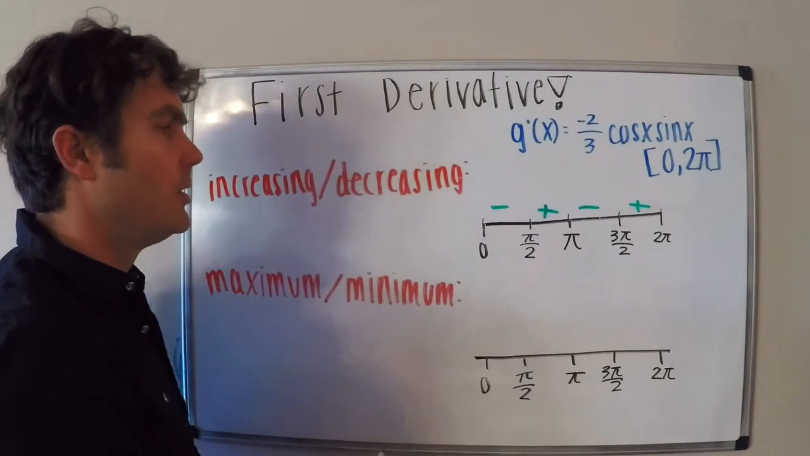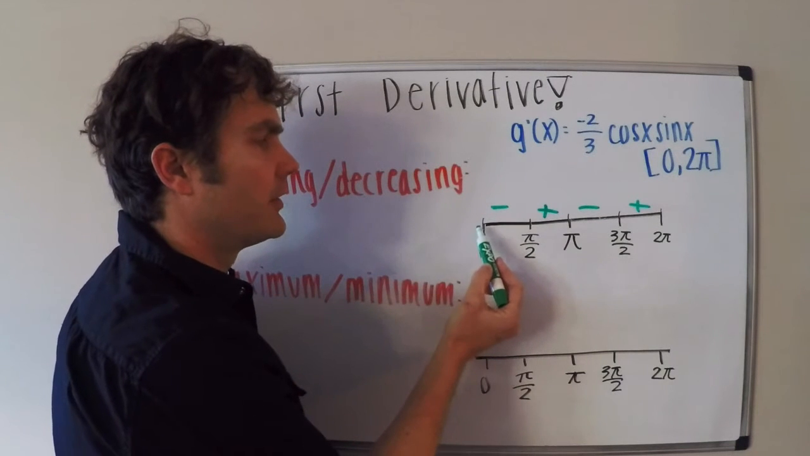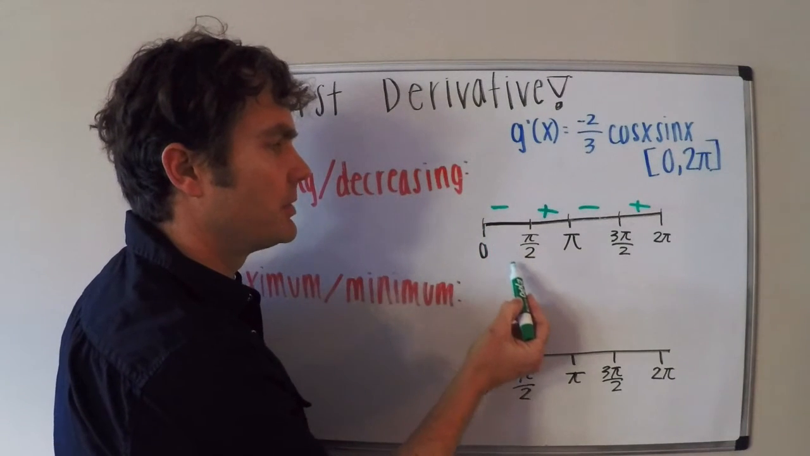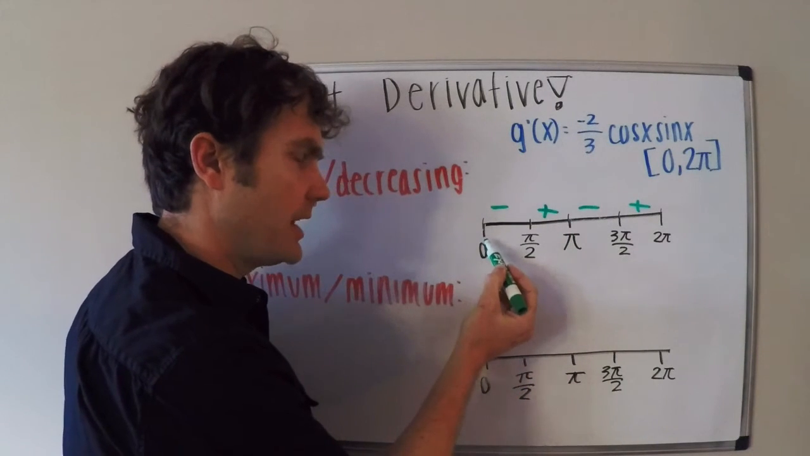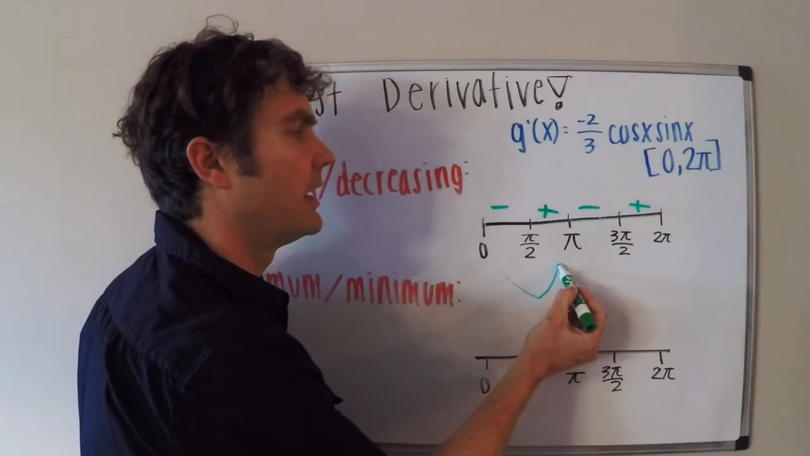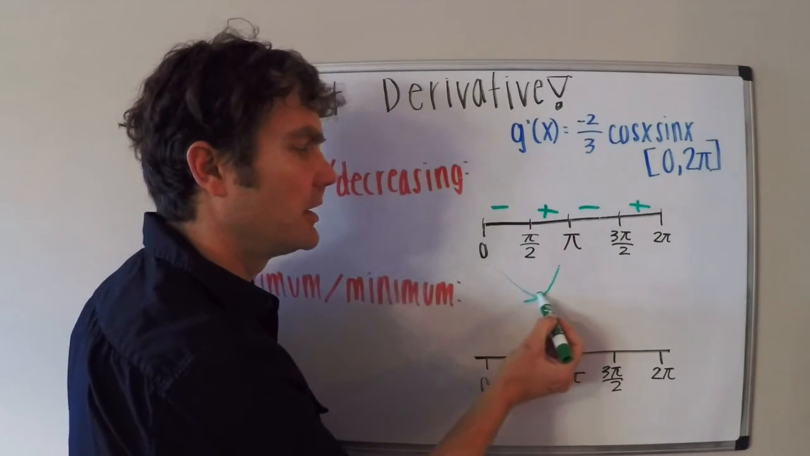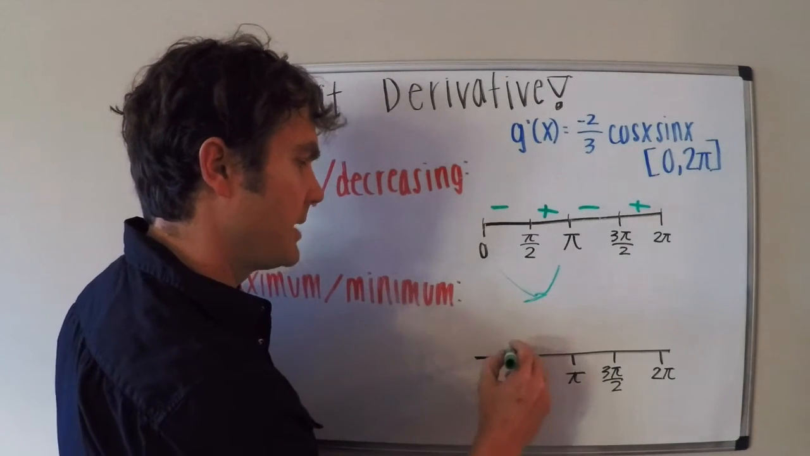In this case, though, what I can do is think about it logically. If the original function is decreasing over the interval from 0 to pi over 2, and it's increasing after pi over 2, then that clearly must be a minimum. So I know that pi over 2 is a minimum.